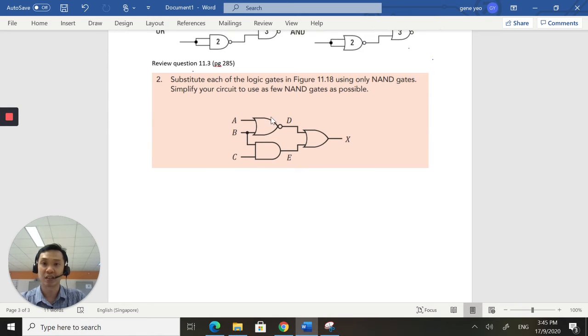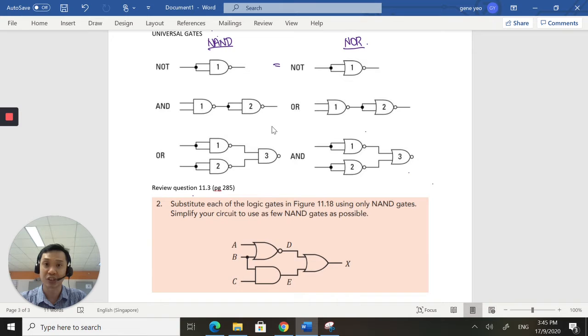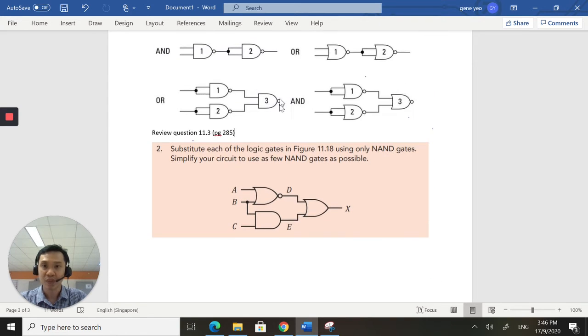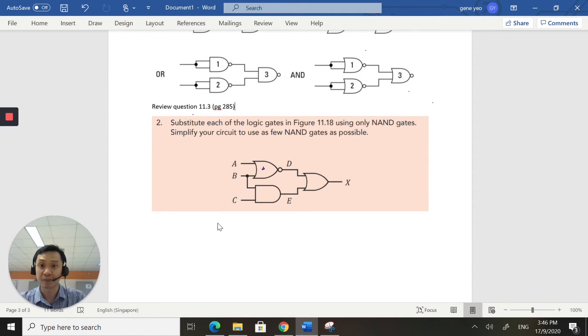Now this is a NOR, right? A NOR is actually an OR followed by a NOT. Okay, a NOR is actually an OR followed by a NOT. So you have to know that. So let's draw an OR first. Okay, so I'm going to replace this one first. I'm going to do this one first. Yeah. So let's draw this over here. So I'll have 1, 2, and 3. Okay. And this 2 will go into here. This will go into here.